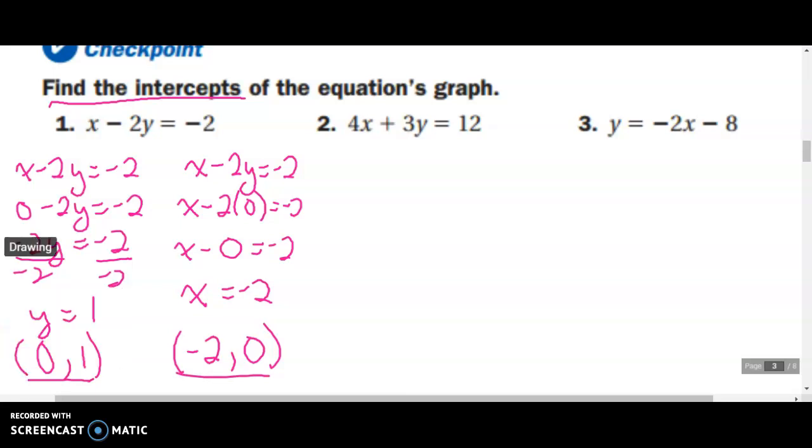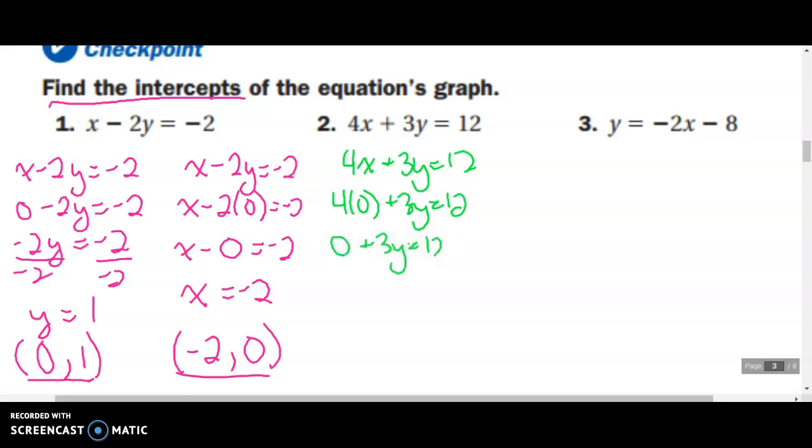Okay? Now here, again, same thing. 4x plus 3y equals 12. We're going to find the y-intercept by setting x equal to 0. 4 times 0 is 0. Plus 3y equals 12. 0 plus 3y is just 3y equals 12. Divide by 3, and we get y equals 4. So when x equals 0, y equals 4, there's an ordered pair.